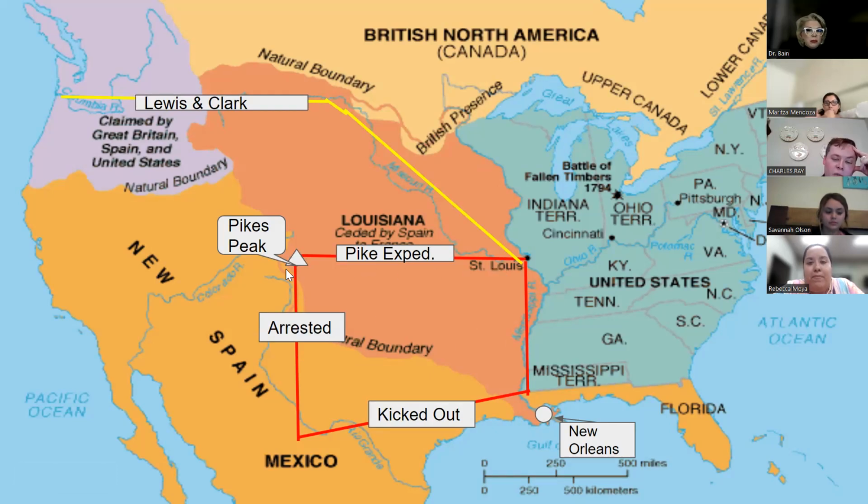And he cuts out across the prairies, names Pikes Peak in Colorado, and gets picked up by Border Patrol. He's arrested, taken down into New Mexico. They basically try him and say, you know what? You're just an idiot. Get out of here. They deport him back to the United States. So it's one of those kind of like, well, that was a fun expedition, wasn't it, Mr. Pike?